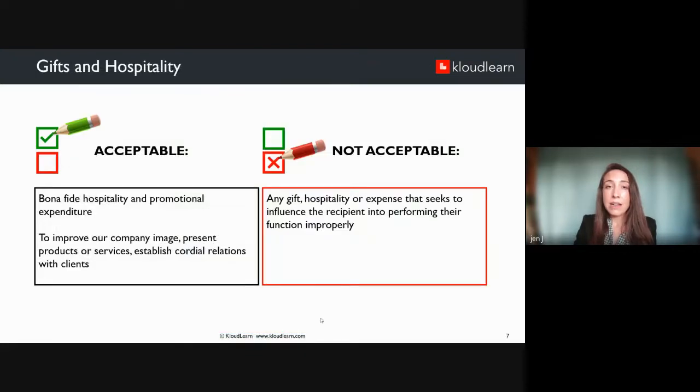Let's look at gifts and hospitality and what is acceptable and what's not. If it's bona fide hospitality and promotional expenditure that improves the company image, presents products or services, or establishes cordial relations with clients, it's acceptable. It is not considered a bribe. However, any gift, hospitality, or expense that seeks to influence the recipient into performing their function improperly is considered a bribe and is not acceptable.